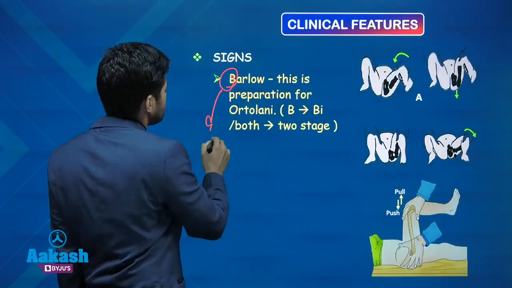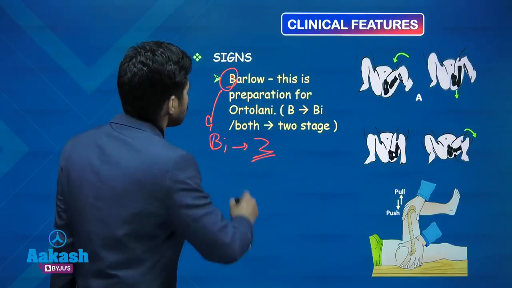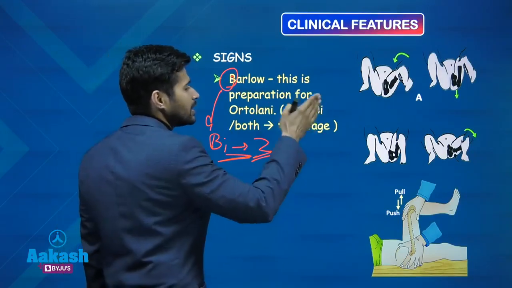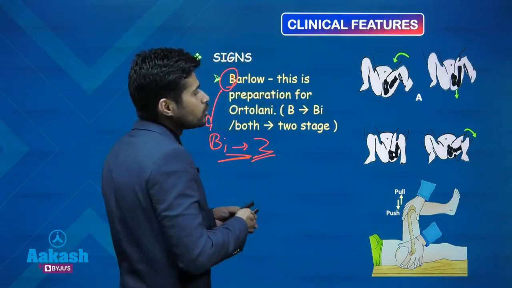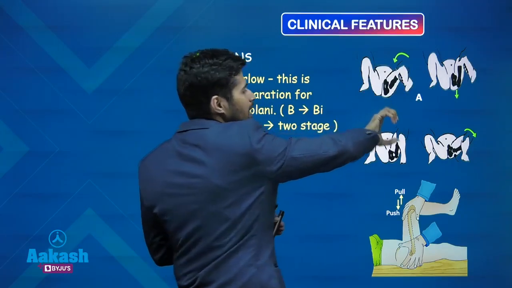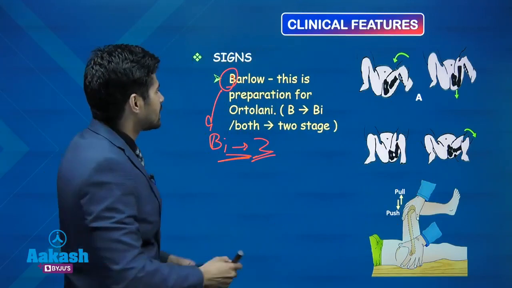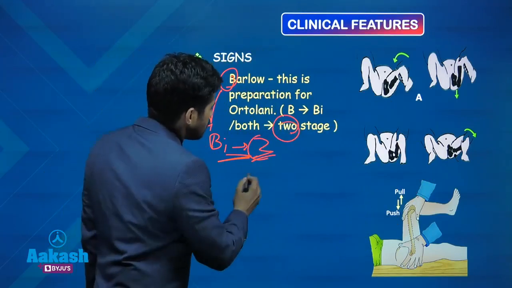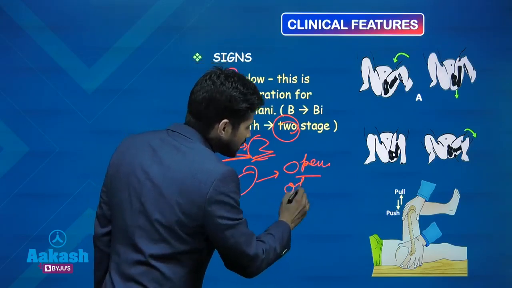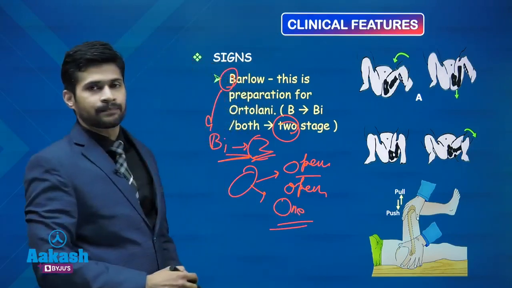Now the other test is Barlow. Barlow is "bi", that means two movements, two stages. In Barlow, the joint is not open, so it is in the normal position. What you do is first dislocate the joint by doing an adduction movement and then relocate the joint by doing an abduction movement. So it is basically a two-stage test. Ortolani is where the joint is already open and you open the legs to reduce it, and it is a one-movement, one-stage test.